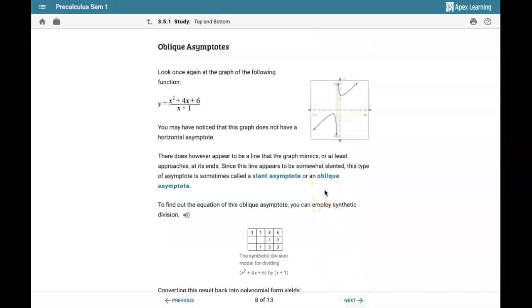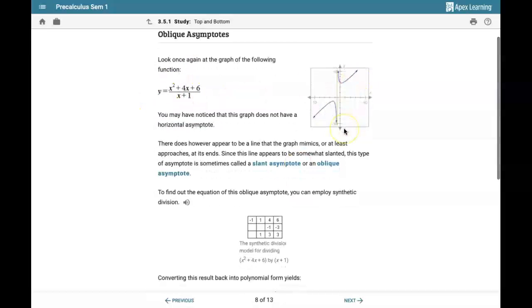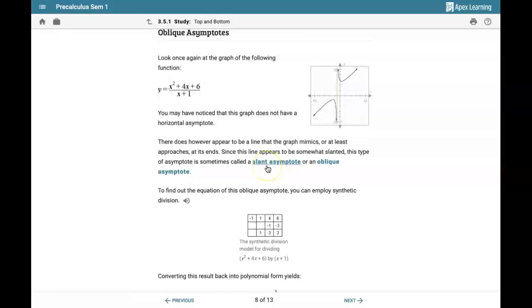And we'll get into this thing called oblique asymptotes. If we look at this following graph, that was that kind of weird one. You may have noticed it didn't have a horizontal asymptote, but there's a line that mimics that. If you look, it's kind of horizontal here, and it looks like it's slanted, which is why we call this a slant asymptote or an oblique asymptote.